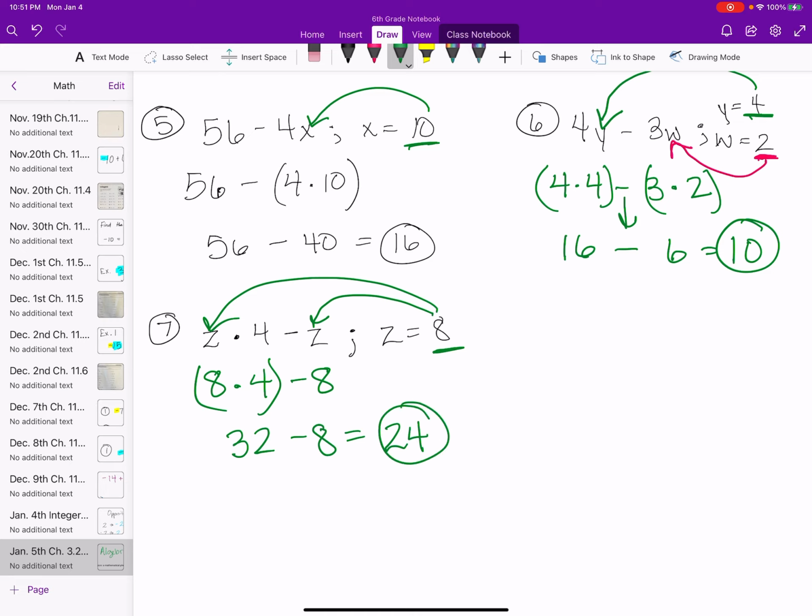Okay? So all you're doing, it's giving you exactly what the variables are asking for. It's always, well, in today's lesson, it's going to tell you what the value of the variable is, and all you have to do is plug it in and solve it using order of operations.